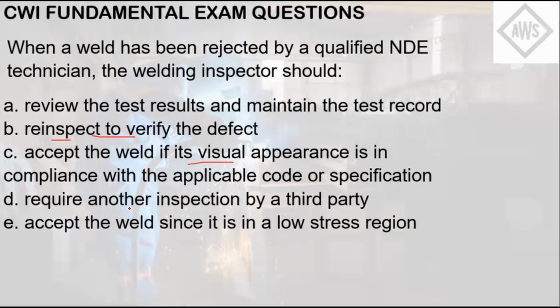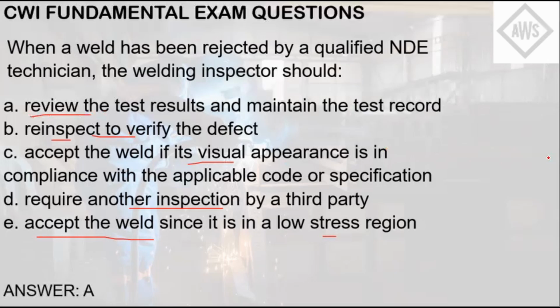Letter D is just expensive and unnecessary. So you don't need another inspection by a third party unless you have a dispute with the first NDE inspector. So that's just not very efficient or very cost effective. And letter E, we don't have enough information for letter E to be true. So the answer here is letter A.